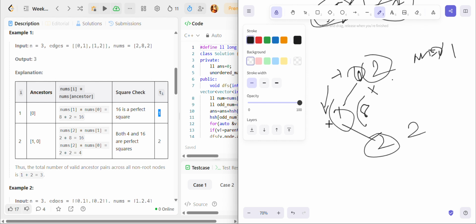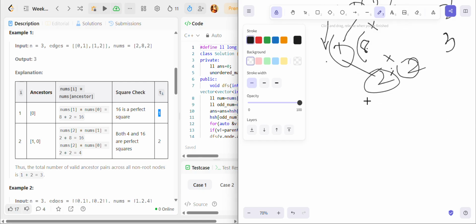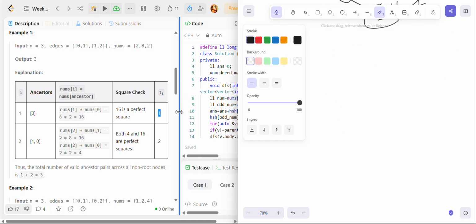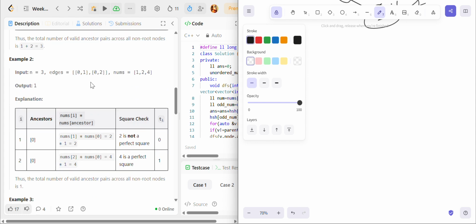Now there is no further ancestor of 1. Now coming to 2, the ancestors are 1 and 0. The value of 2 is 2 and of 1 is 8. Their multiplication gives 16, which is a perfect square, so the answer will be updated to 2. And from 2 to 0, 0 is also an ancestor of 2. When multiplied, it gives 4, so the answer will be updated to 3 because 4 is a perfect square. So I think you have got the examples properly.